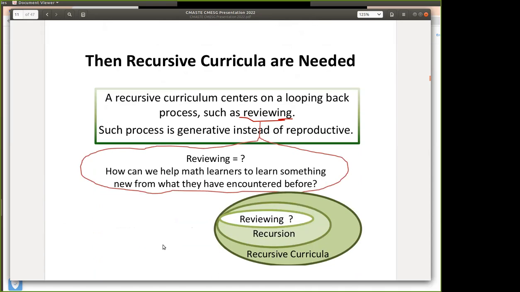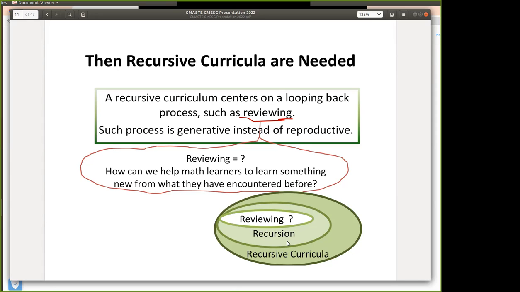From this perspective of knowledge and learning, recursive curriculums are needed. A recursive curriculum centers on the looping back process, such as reviewing. And this process is supposed to be generative instead of reproductive. Reviewing is a nice entry to go into both theory and practice because, as you can see in this embedded and nested image here, I consider reviewing a form of recursion, just because they share the same structure of looping back. At the same time, reviewing is a common pervasive practice in the curriculum.